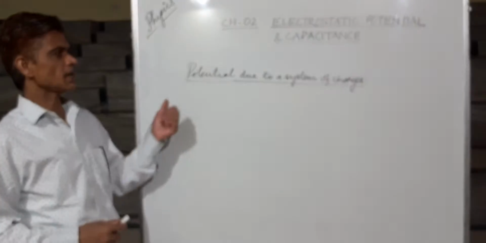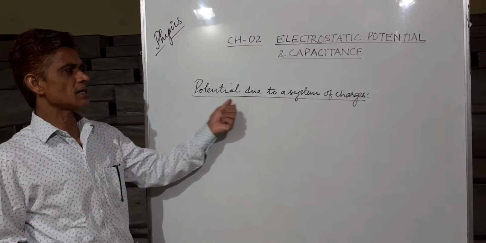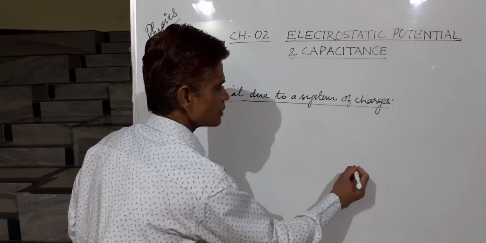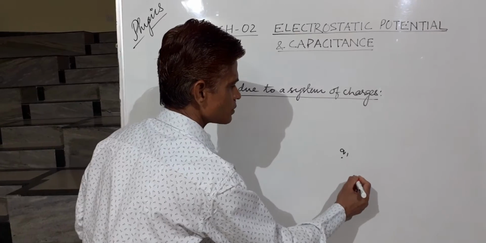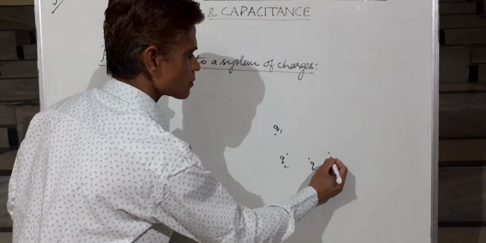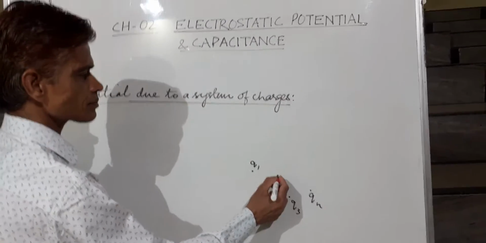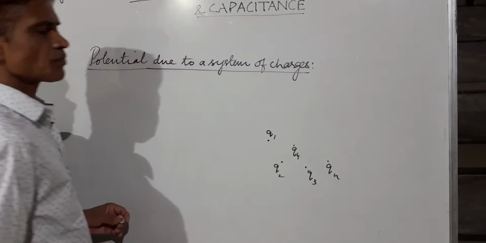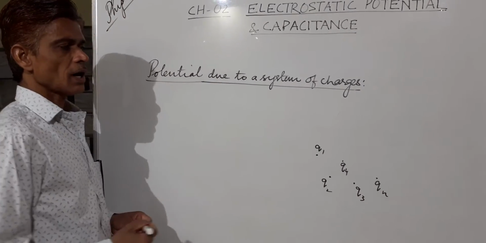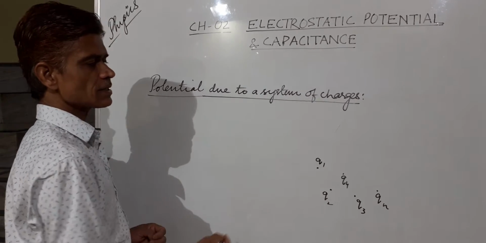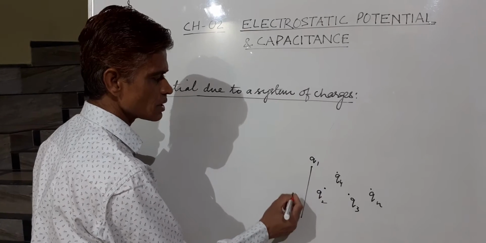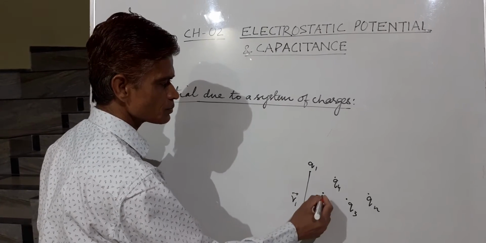Students, today we are going to discuss the potential due to a system of charges. Now suppose that there are n charges of magnitudes q1, q2, q3, q4 and qn. Now this is a system of charges having position vectors, vector r1, vector r2, vector r3 from some origin, suppose O.